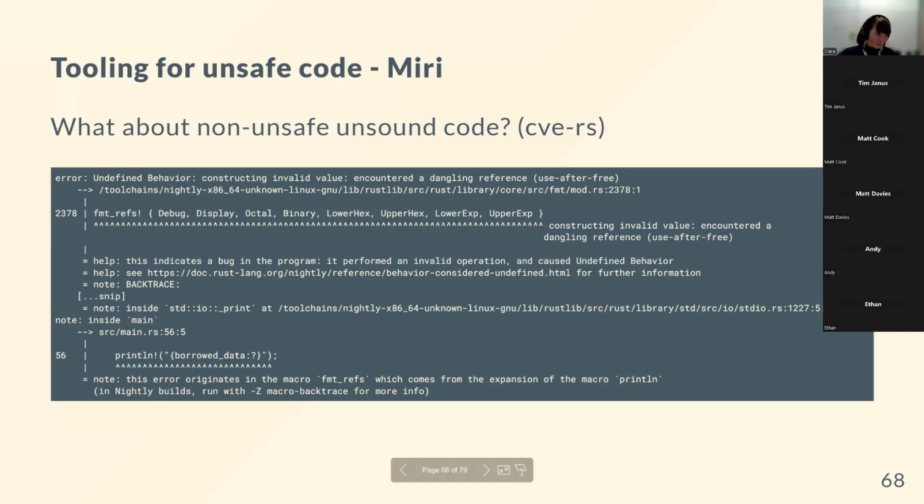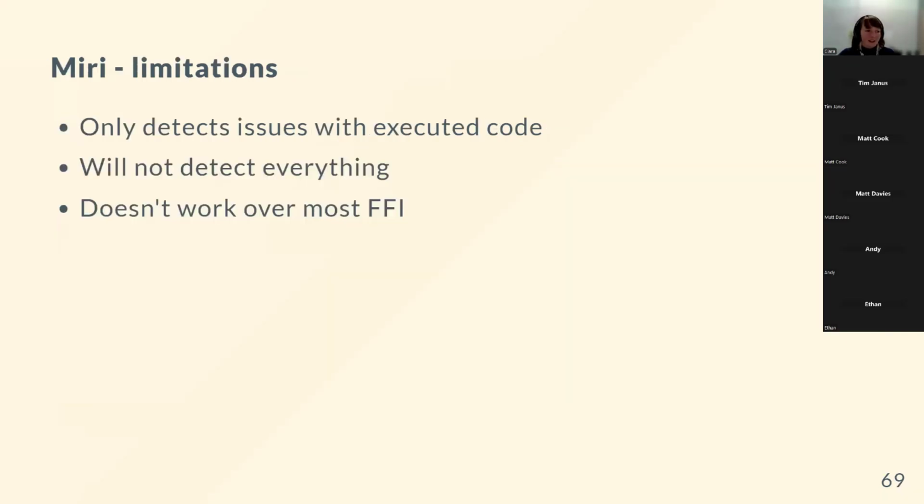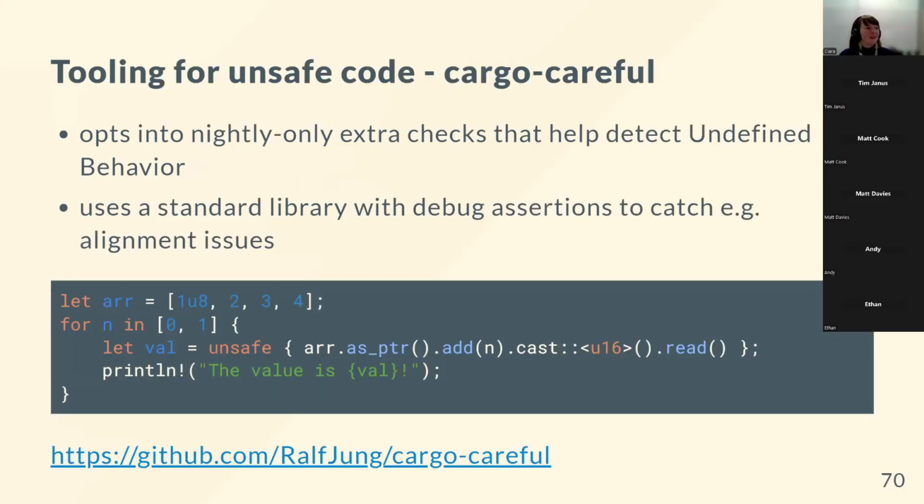So that's pretty nice. But it only detects issues with executed code. So it's really important that your test suites in your unsafe library cover all the cases that you want to cover, because it will only detect issues with executed code. And it won't detect everything. It's not perfect. And it doesn't work over the vast majority of foreign function interfaces. There are a few specific things it can do, such as reading files, but it can't handle most FFI, which means if you're doing any kind of wrapping of anything, then you're stuck. Miri won't help you. But it's still pretty good.